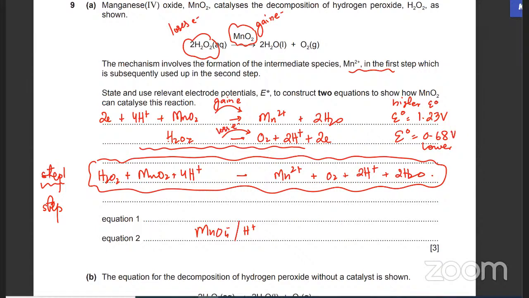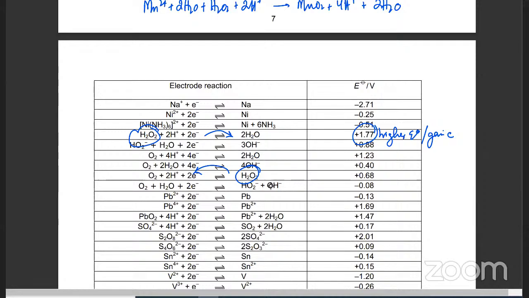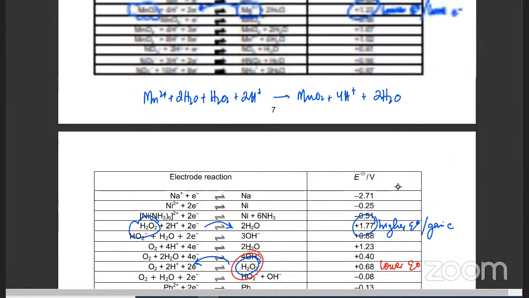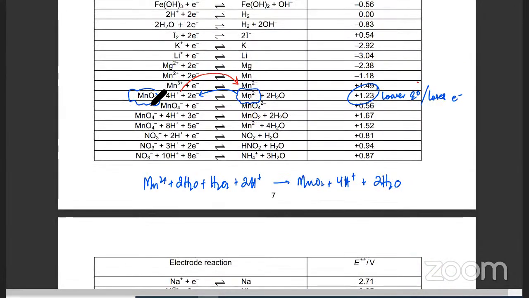So in that case, if I do all of that on the data booklet, in the first equation, MnO2 was gaining electrons. So it must have been the high E naught. And H2O2 was the one that was losing electrons. So it was this one. It was losing electrons, and it was the lower E naught. Is that clear?